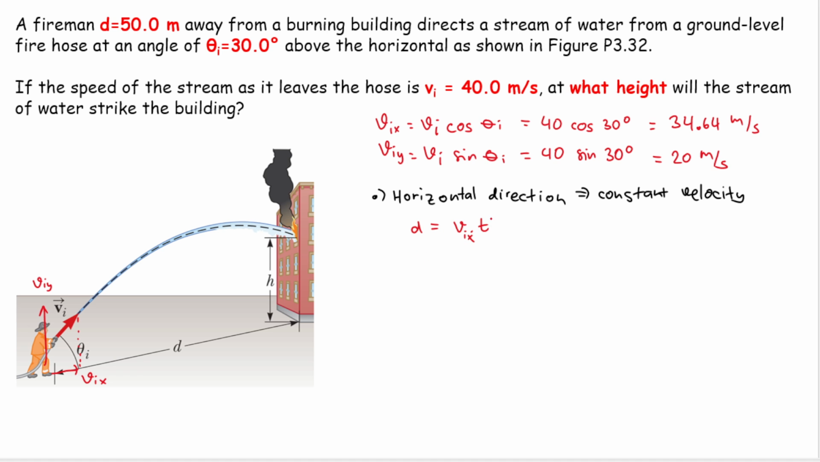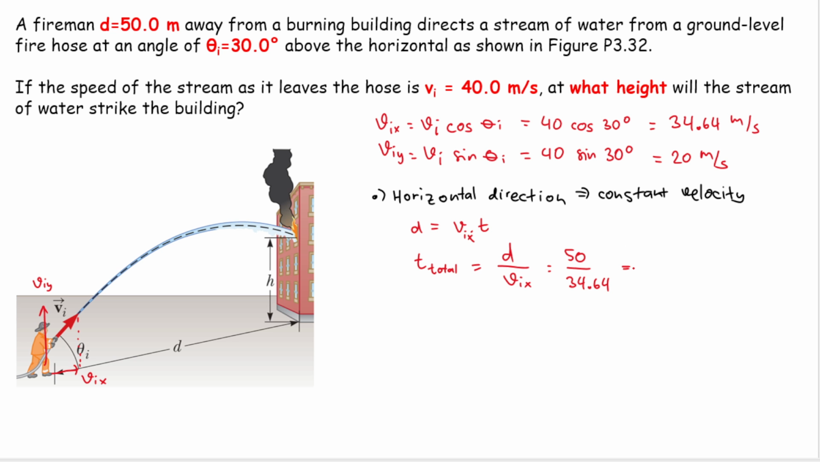And then we can isolate for time here. So that is the total time of the water, right? From this hose until it reaches the building. So I will have t total, and that will equal D divided by Vix. So now we will have 50 divided by Vix. But Vix is 34.64.